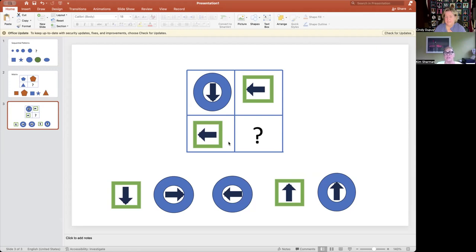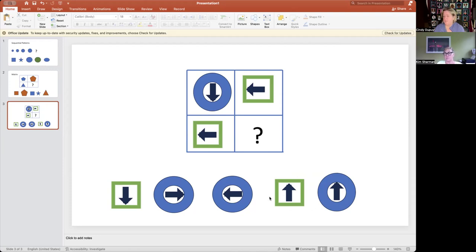Okay. Now, here, in the lower corner, we have a green lined square, and the arrow is pointing to the left. I need to do the same activity that I did to the top left circle, and I need to move it a quarter turn clockwise. So that would mean the arrow is going to be pointing up. Okay, so that would be the fifth choice on the bottom.